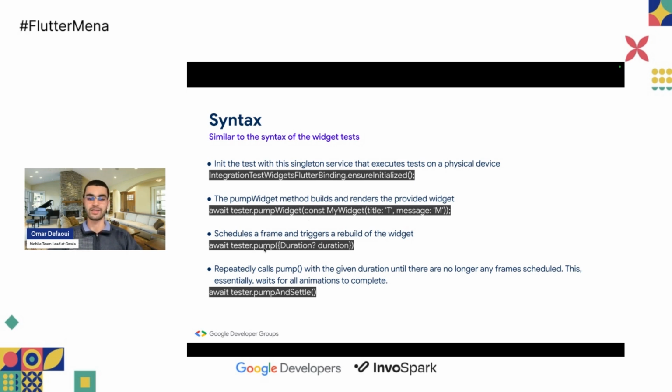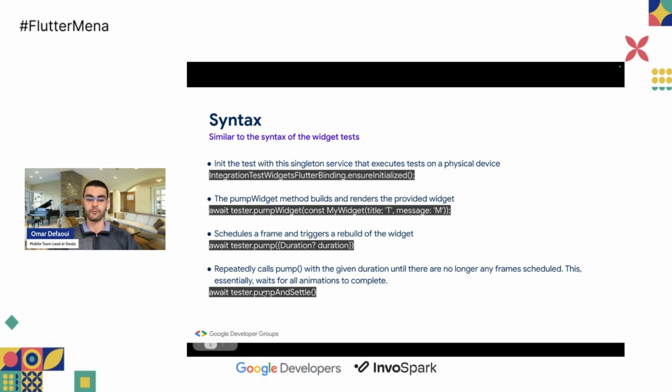Then we have this pump function. So basically, it rebuilds the widget tree, so we can see the changes. You can see it's like calling setState, and of course we can add the optional parameter for the duration. So if we pass a duration of 1 second, it means that when we come to this line of code, we will wait 1 second, then we will call the tester.pump, and then we will continue to the next function.